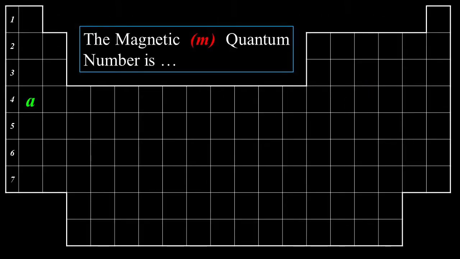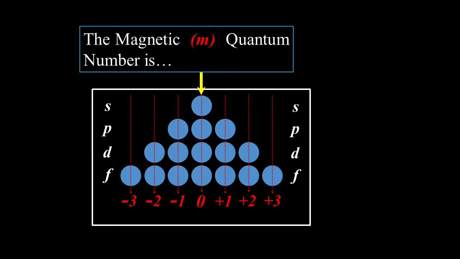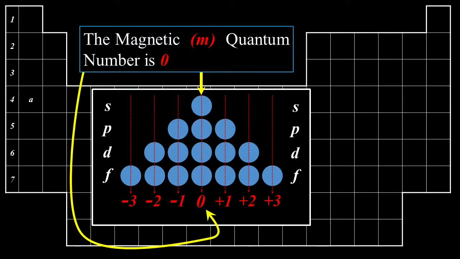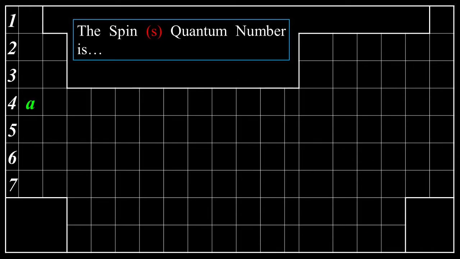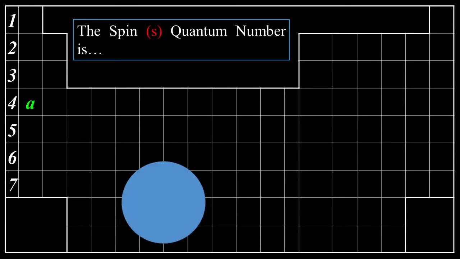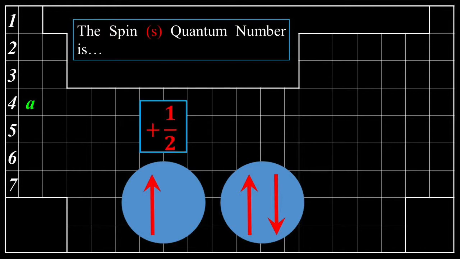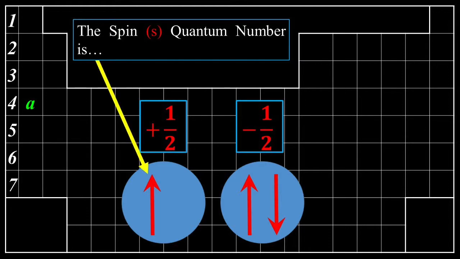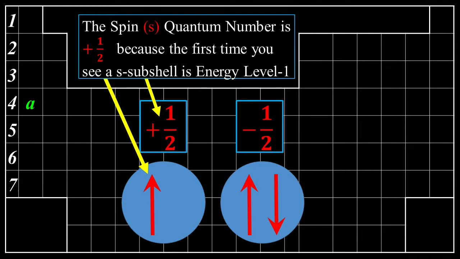And then we know that the magnetic quantum number is going to be 0, because S only has that one option, 0. And then in terms of the spin quantum number, it will be plus 1/2, because it's the first electron and only electron in the orbital, and that configuration is going to be plus 1/2, because that's what we agreed upon. Those are your two options for the spin quantum number, plus 1/2 and minus 1/2. So the spin quantum number is plus 1/2.